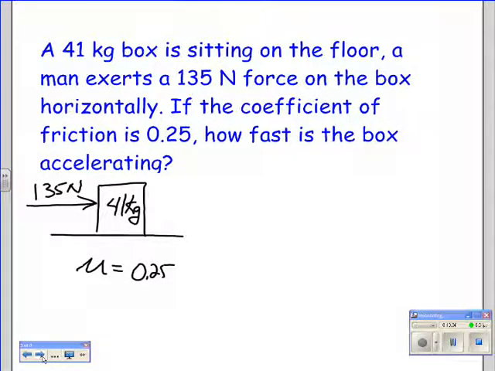I know I'm applying 135 newtons of force. What other forces are acting on that box? Friction. Which way does friction act? Opposite of motion. So there's a force of friction going that way. How big is that force of friction? Well, the force of friction is the coefficient times the normal force.